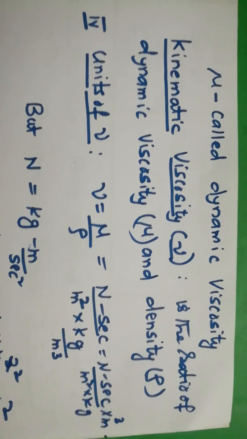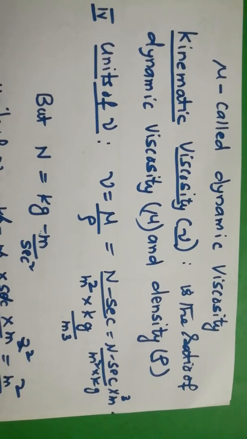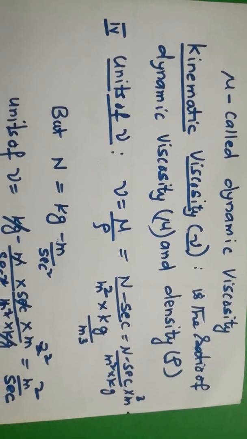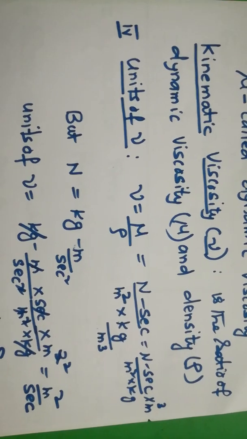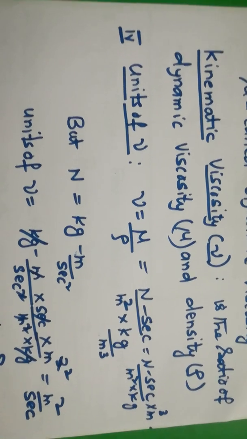Now let us define what is kinematic viscosity. Kinematic viscosity is the ratio of dynamic viscosity and density. Now let us go for the units of kinematic viscosity, nu. Nu is equal to mu by rho.